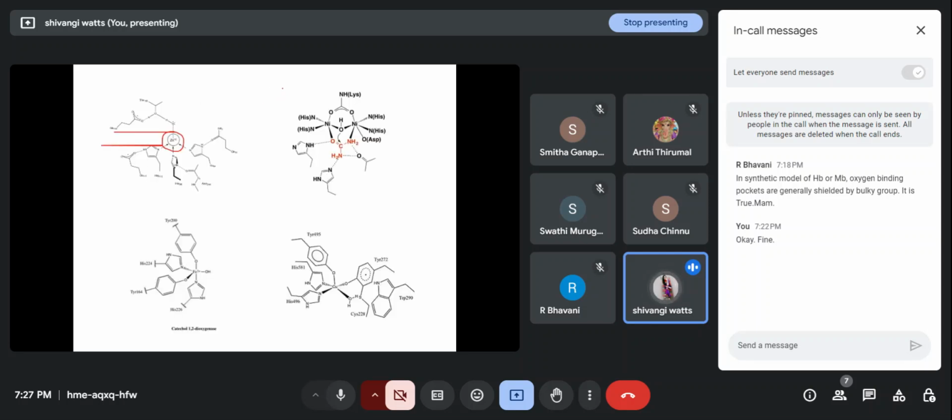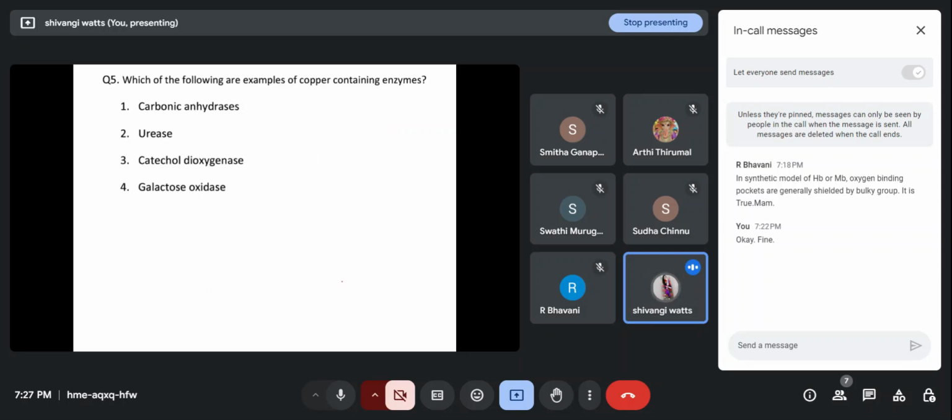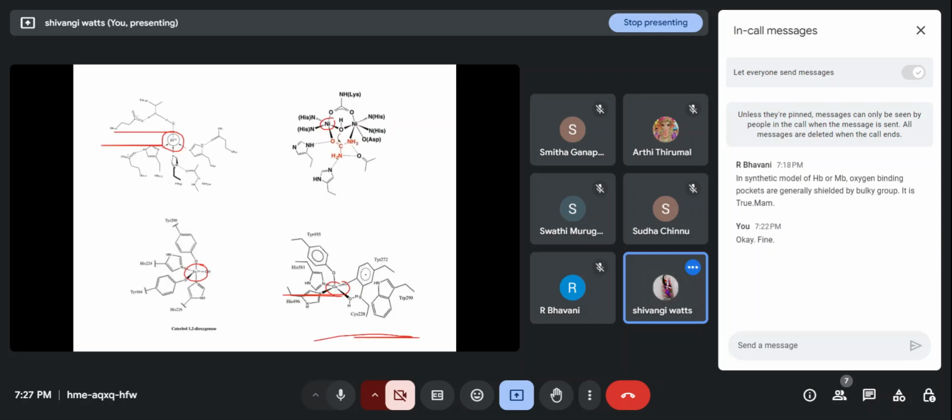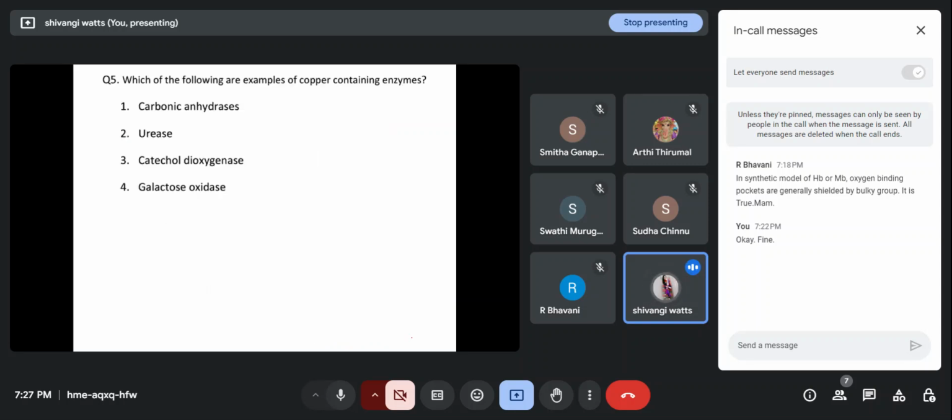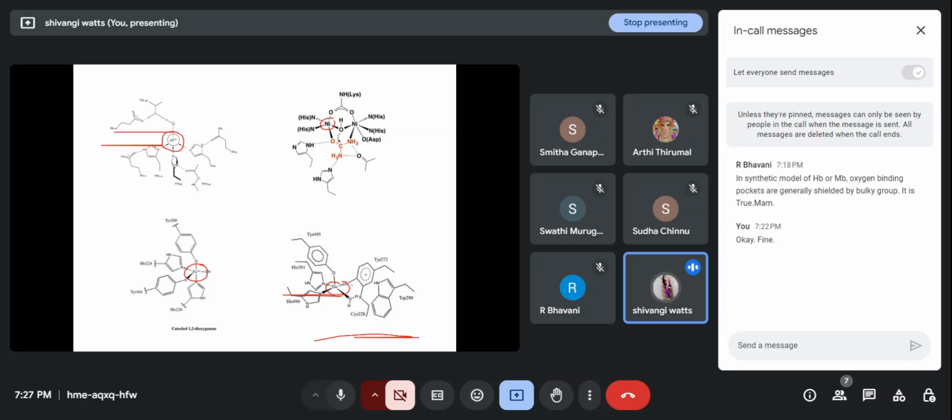Okay, so this is the urease in which nickel is present. This is catechol dioxygenase in which iron is present. And this is the copper containing enzyme, which is galactose oxidase. You note down the structure of all these four enzymes. Now you should not miss this. First is the zinc containing enzyme, carbonic anhydrase, second is urease, third is catechol dioxygenase, and fourth is galactose oxidase. So this is the copper containing enzyme. So note down the active site of all the four enzymes.